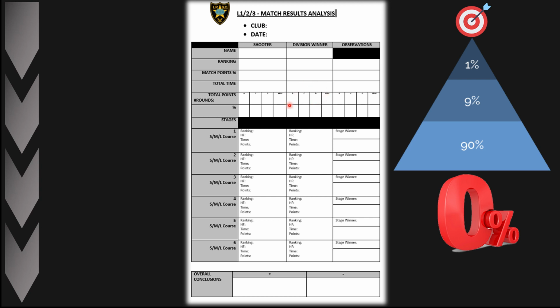I do the same thing for the division winner, and then I'll actually compare both of them together to see where the difference is. Did he or she shoot more alphas, charlies? Did I shoot more no penalty mics? So what is the comparison as far as the points between the division winner and myself? Then we'll actually get down.